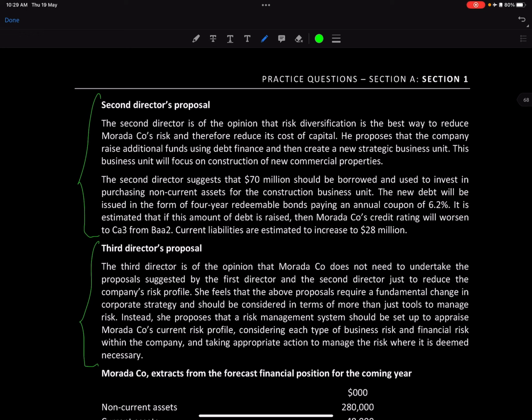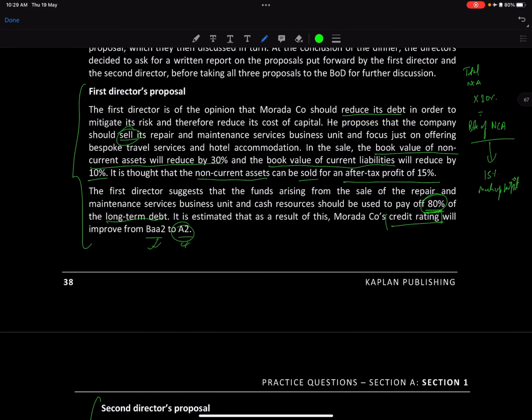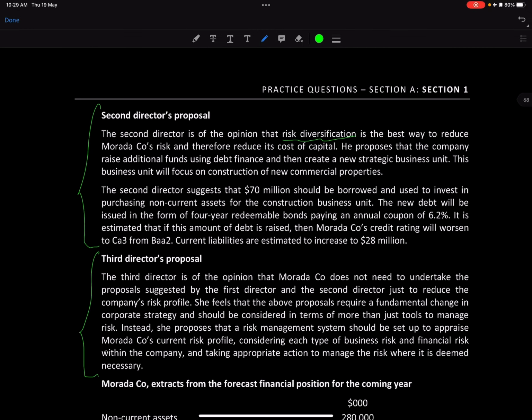Second director, what does he have to say? He is of the opinion that risk diversification, not risk mitigation, is the best way to reduce Morada's risks and therefore reduce its cost of capital. So how does that happen? Risk diversification, basically what happens is the variability in the profits will be less, right? So in that way the risks will be reduced, because we have consistent cash flow, right?